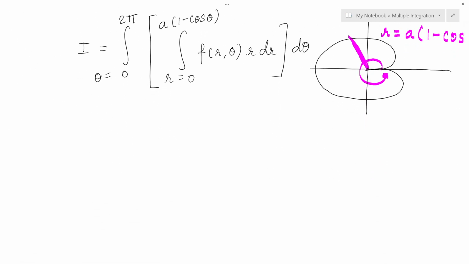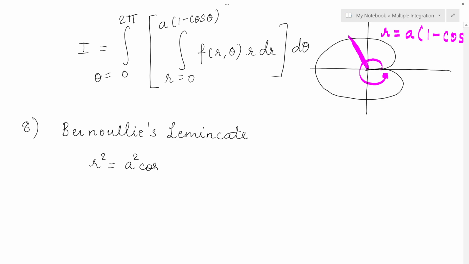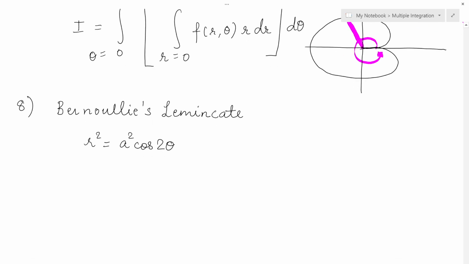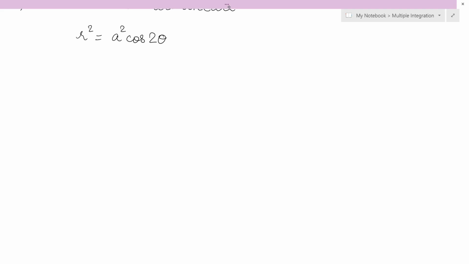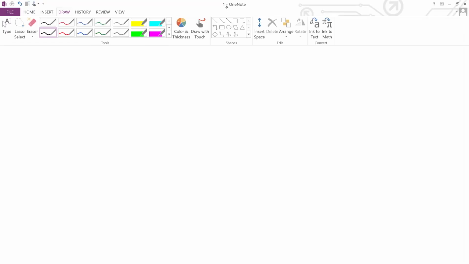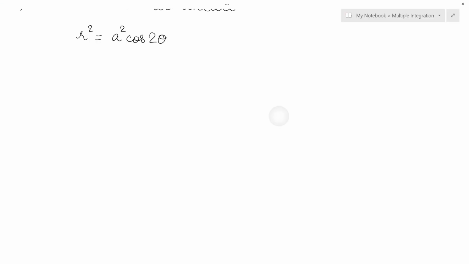Let us take another curve. You have studied this, a Bernoulli's lemniscate. This also we have studied in the curve tracing part. So for a Bernoulli's lemniscate, the equation is r square is equal to a square cos 2 theta. Now how is this curve? This curve is your two petals on the opposite side.